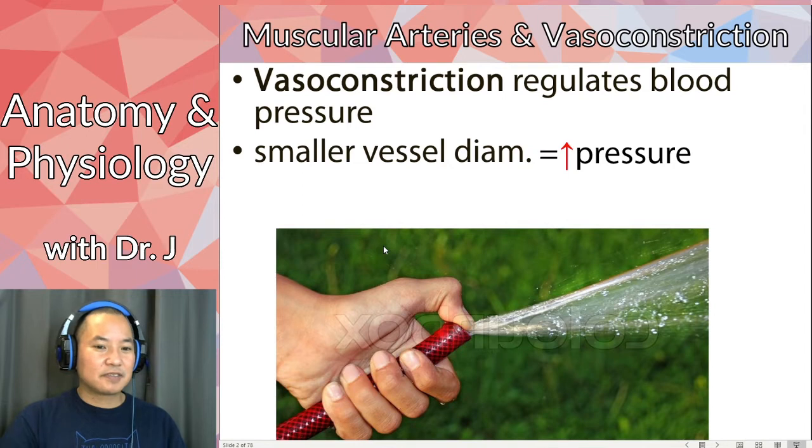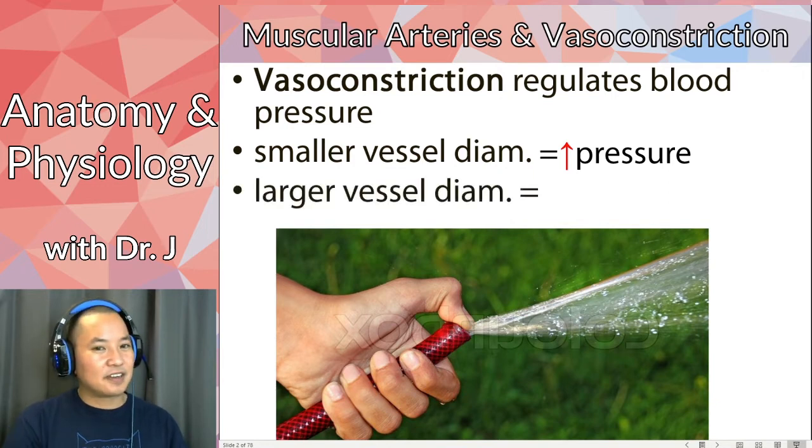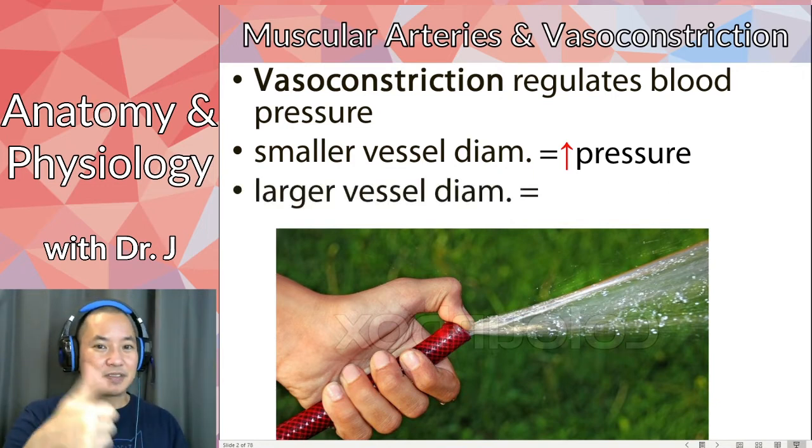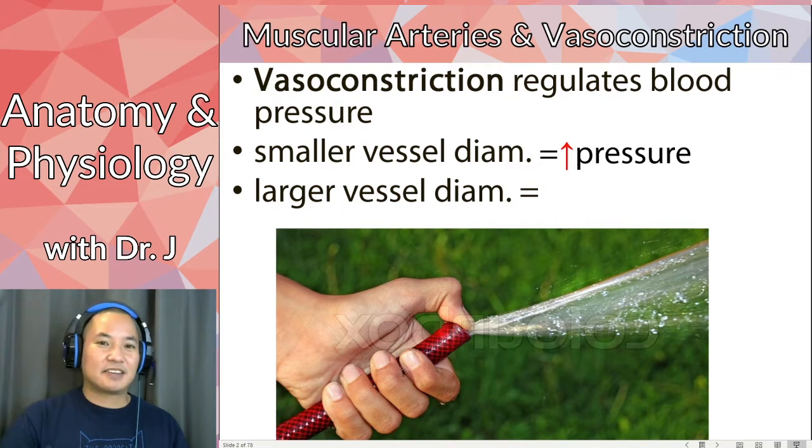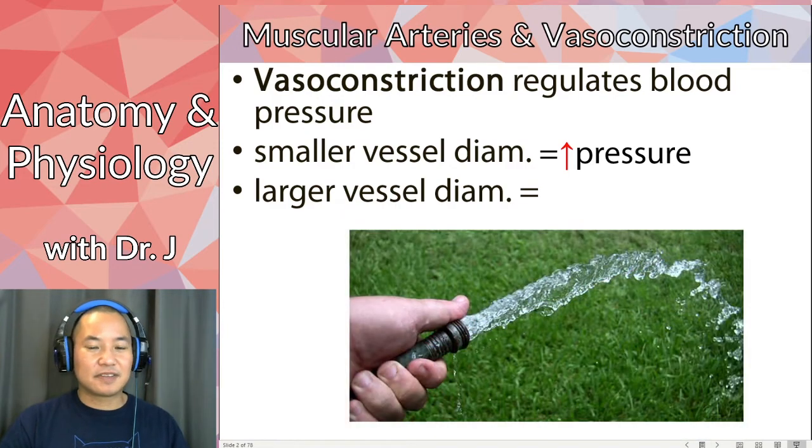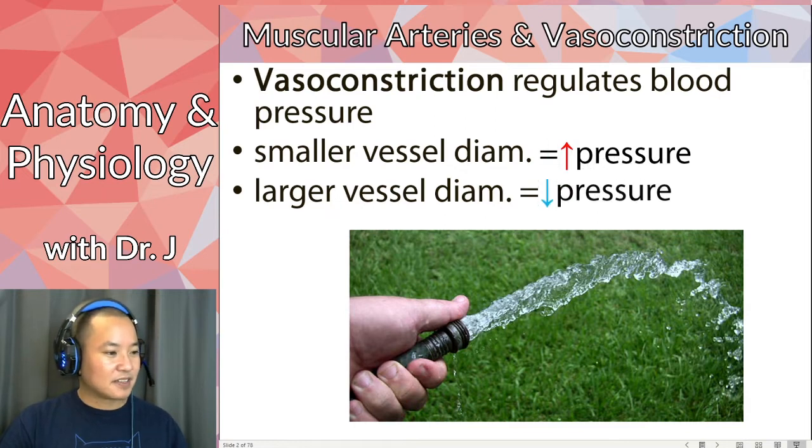So when you have a smaller vessel diameter, that generally increases the pressure, because why? If you have the same amount of flow, you're trying to force the same amount of water through a smaller opening, so you have to increase that pressure. But with a larger vessel diameter, what happens? Now that's going to relieve the pressure, so you have less pressure when you increase the vessel diameter. So that's the general relation between vessel diameter and pressure.